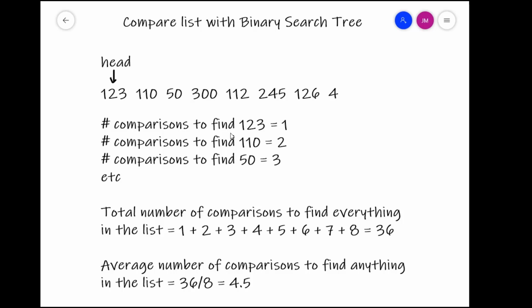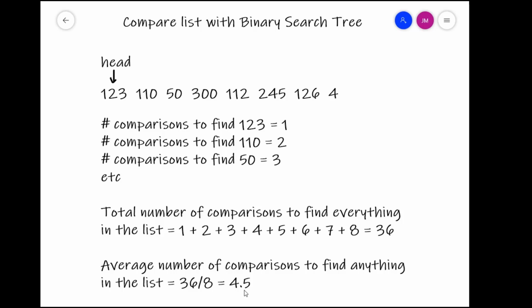So if I count the total number of comparisons to find absolutely everything in my list, I get this number, 1 plus 2 plus 3 plus 4, etc. And the total number is 36. Why do I want to know the total number of comparisons? Because if I divide it by the number of numbers in my list, which was 8, 2, 4, 6, I had 8 things in my list, 36 divided by 8, that gives me the average number of comparisons to find anything in the list, 4.5.